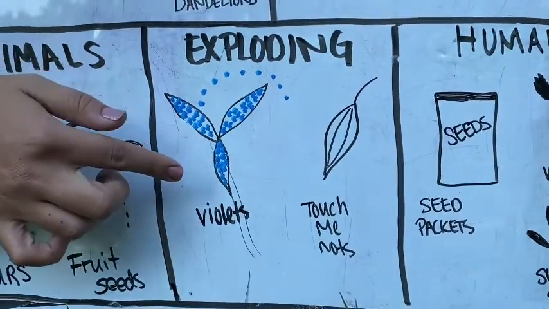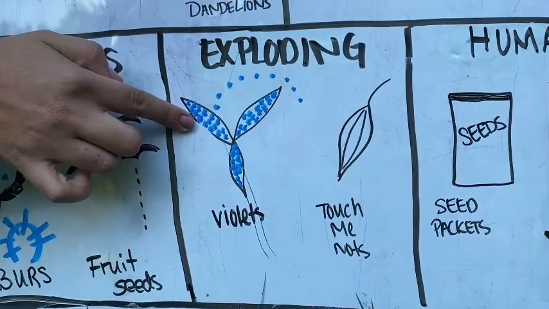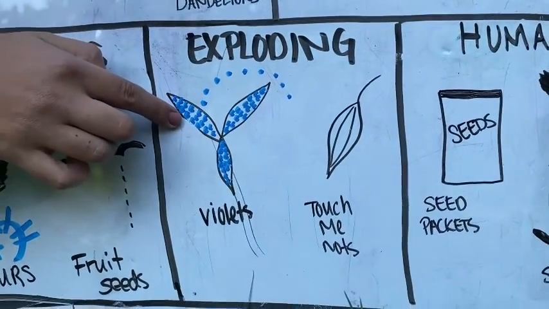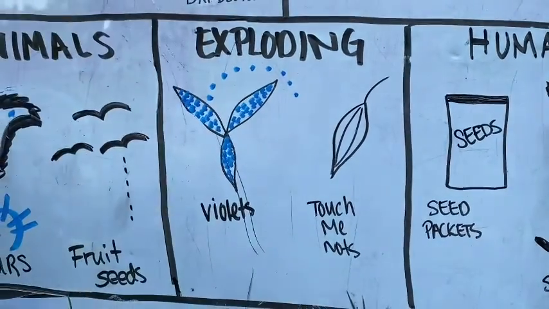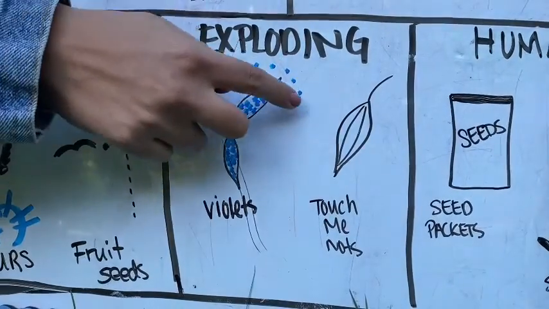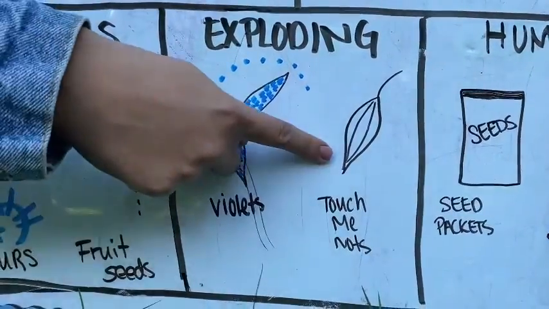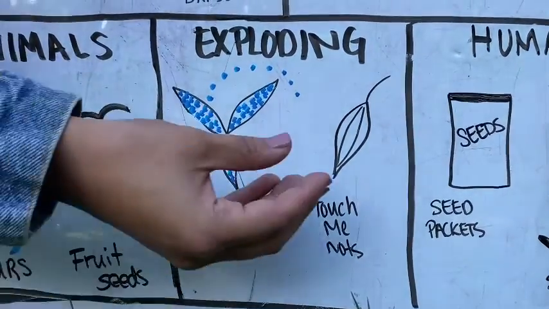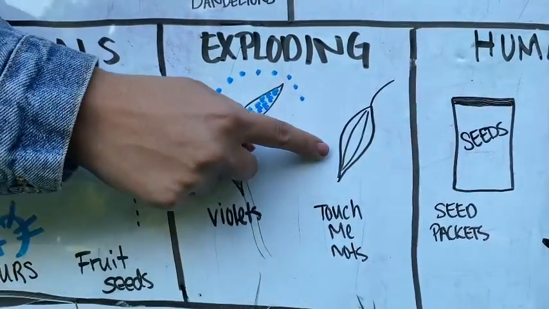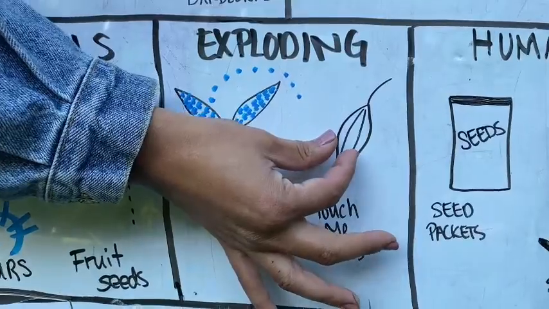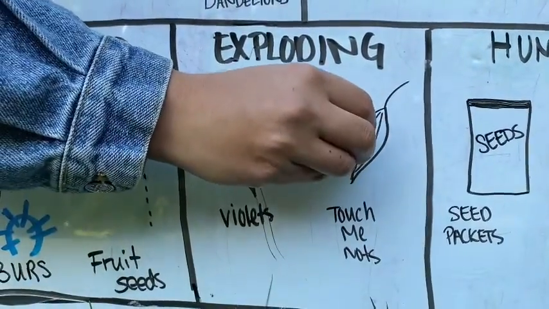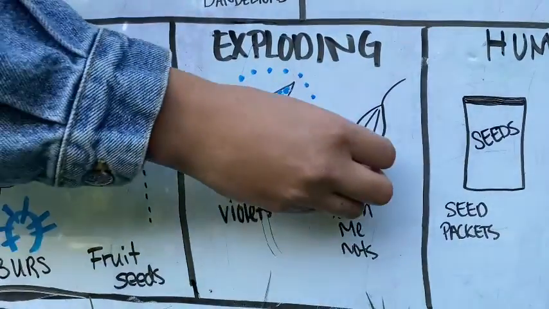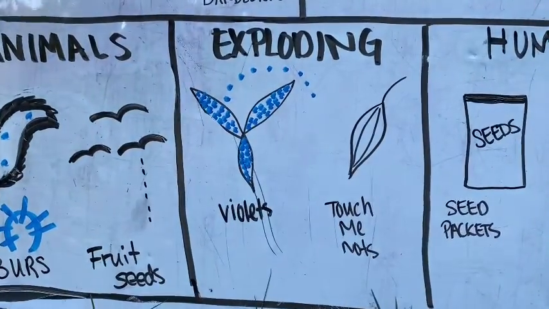When these little seed pods get super dry, they tense up, and all of those seeds explode out of them, like here. Touch-me-nots are also a good example of them. All of this tension, once again, builds up inside of this little cone, and when even a drop of water hits one of these touch-me-nots, they can explode open and they'll fly out all of their seeds.